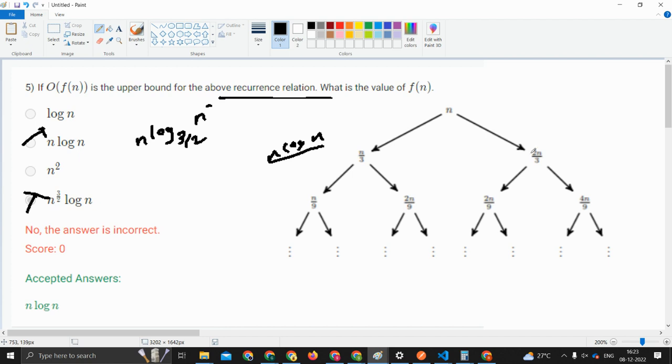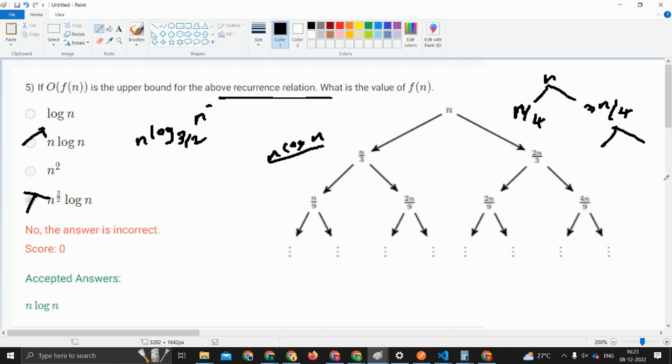Why are we taking the 3 by 2 alone? Because that's the longer one. Whichever is taking the longer, take that. So let's say I give n by 4, and here it is 3n by 4.